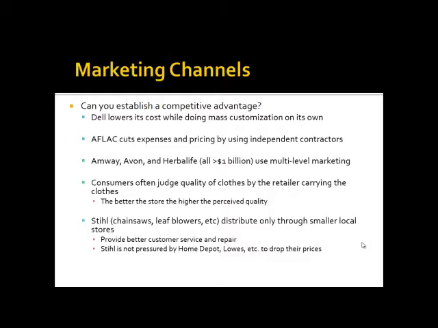Which retailers that you get your product into has a big impact on the perceptions of quality. Stihl, a leading maker of chainsaws, leaf blowers, and other types of consumer and professional lawn equipment, sells their products only through small stores. They feel that smaller stores are more likely to provide better customer service and repair. And then also they don't sell their products at the big box stores like Home Depot and Lowe's, and they don't have to compete directly with companies that have low prices, and they're not pressured by their retailers to drop their prices.